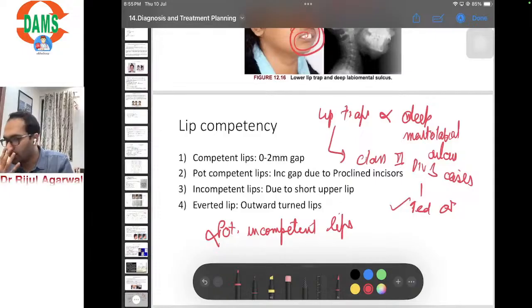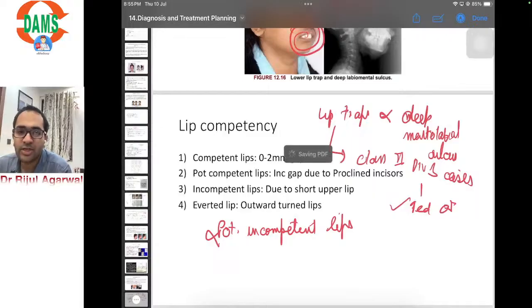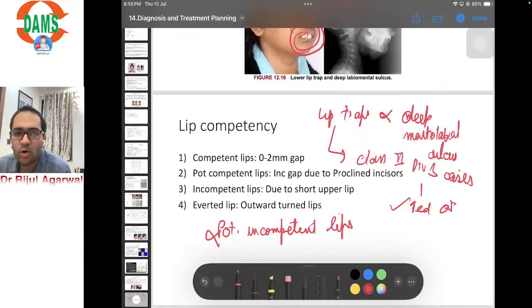Okay, so that can become a potential assertion reasoning type of question as well for you. Moving towards lip competency, there are 4 types. Competent means 0 to 2 mm gap. Potentially competent means there is a lip gap between the lips because of proclined incisors. So if you correct those incisor positions, the competency will improve. That's the need for extraction cases.